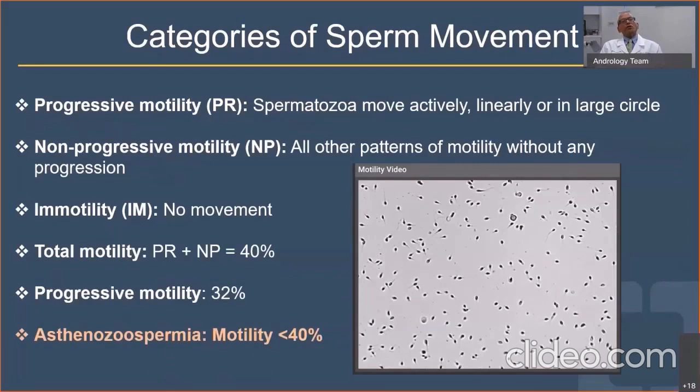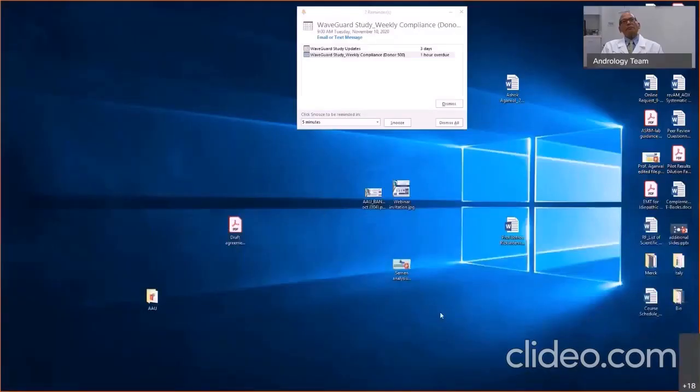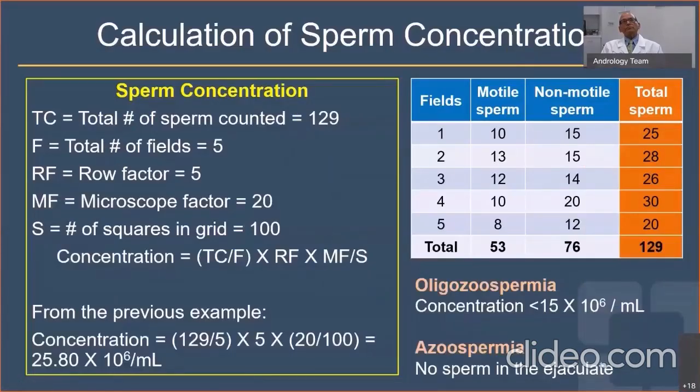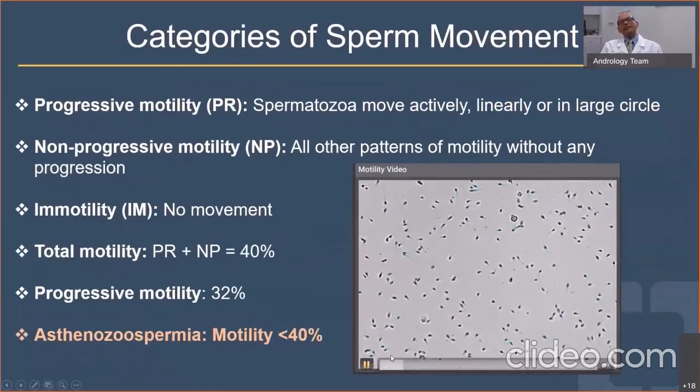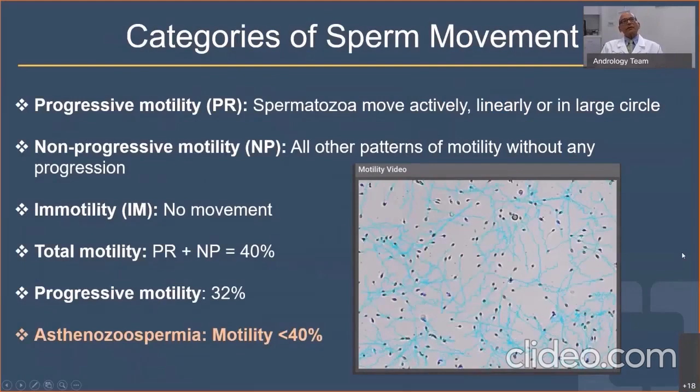The WHO 5th edition also recommends that we report the motility as progressive, non-progressive, or immotile. And the progressive motility is the spermatozoa which are moving actively, and they could be linear or in a large circle. Earlier slide, please. Previous slide. And the non-progressive motility is any other motility which does not show progression.